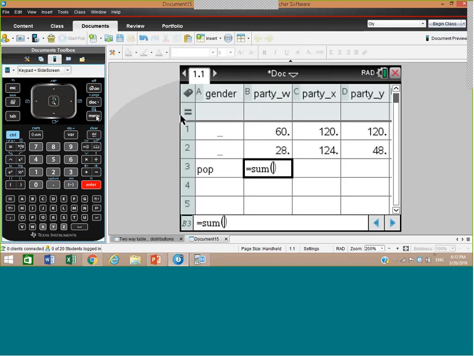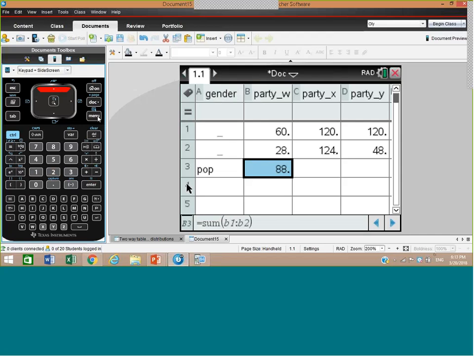Or we could just type in sum, which I'll probably do after the next time around. So sum of B1 through B2. So the colon tells it to run that. If you notice the formula in the lower left-hand corner, you can see what he's typed in if you forget what you put into a cell.